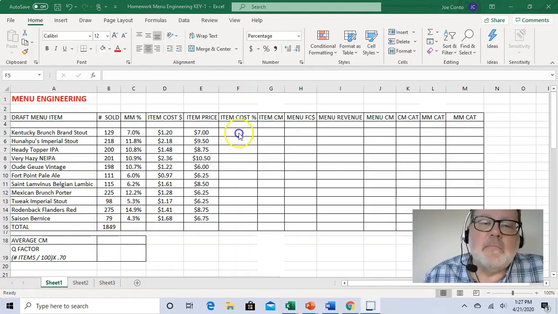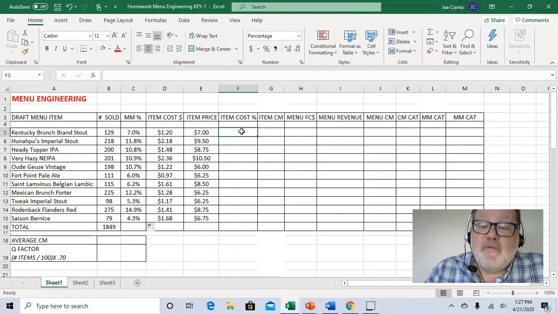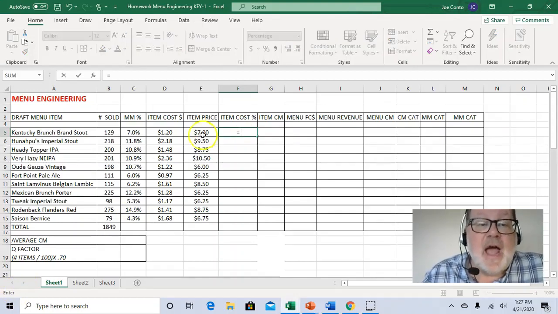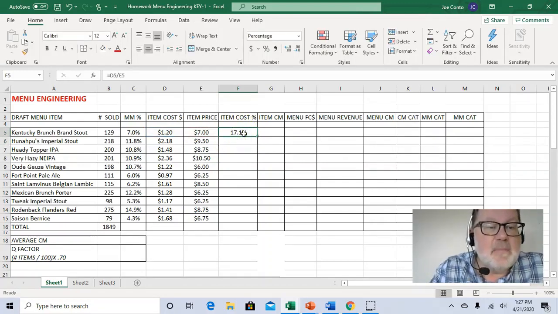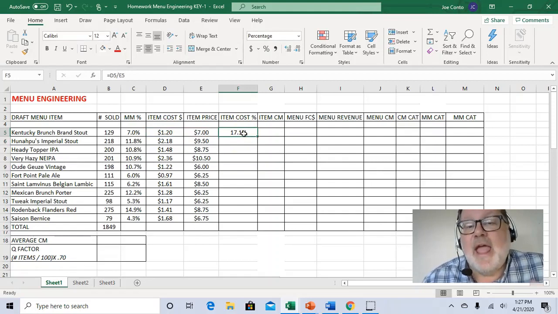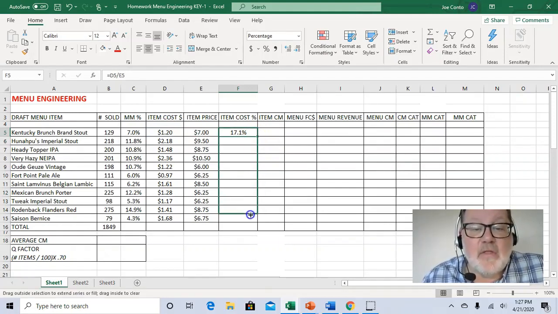And let's go ahead and do that. And if you remember that formula, it was quite easy. It was just how much you pay for it divided by how much they pay for it, right? The item cost divided by the menu price. And if we take a look at that, we know that, again, the Kentucky Brunch brand stout ran an item cost percentage of 17%. Now, with this one, because it's a horizontal calculation, I don't even have to put that $ in there. I can just drag it all the way down.